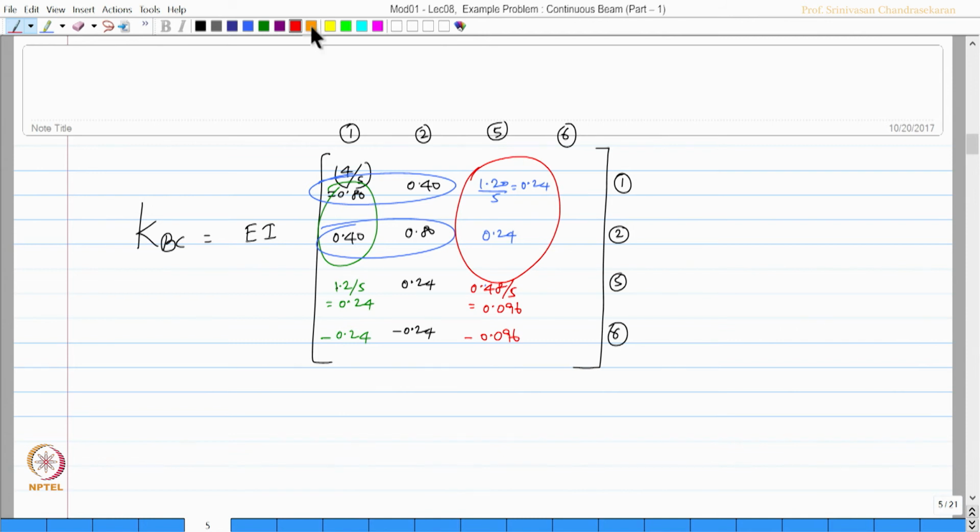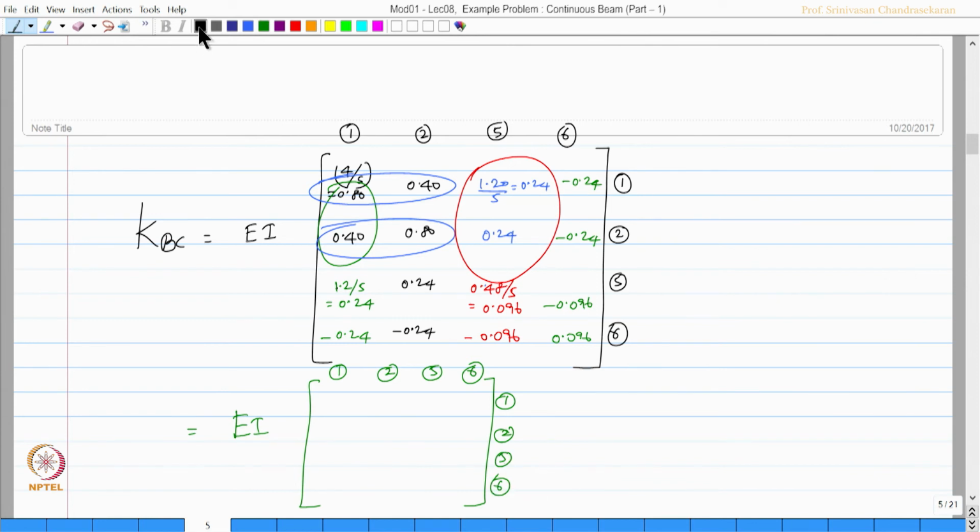The last column is simply the negative of the previous column. So, minus 0.24, minus 0.24, minus 0.096, 0.096. Let us write down this matrix in a clearer way. EI, the labels are 1, 2, 5 and 6, 1, 2, 5 and 6.